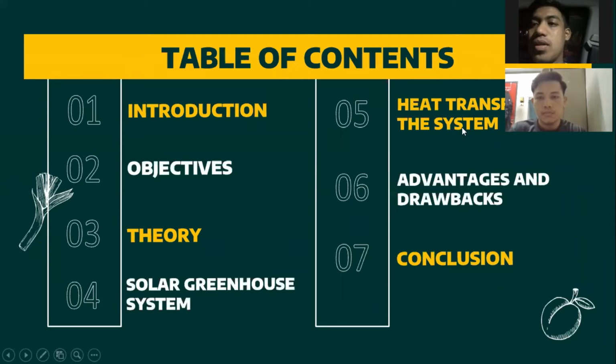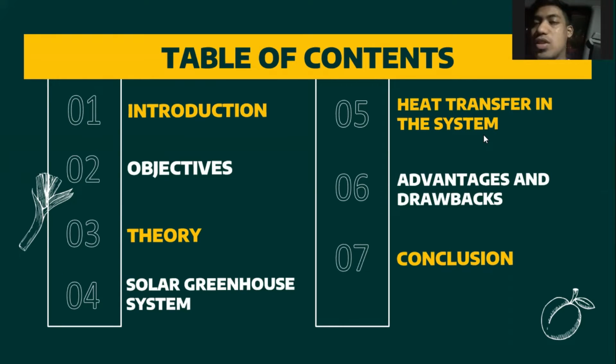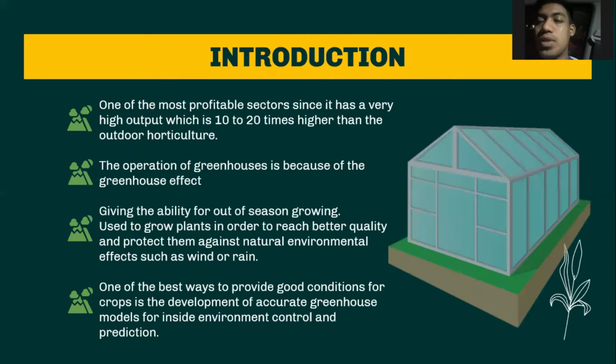For the content of this experiment, first of all, we are going to introduce the topic, the objective, a few theories to overview the topic, and the solar greenhouse system. About the solar greenhouse system, the heat transfer, the calculation for heat transfer in the system, advantages and drawbacks, and last will be the conclusion.